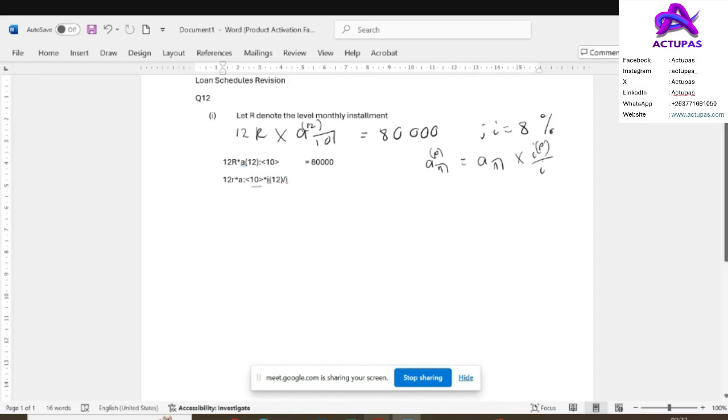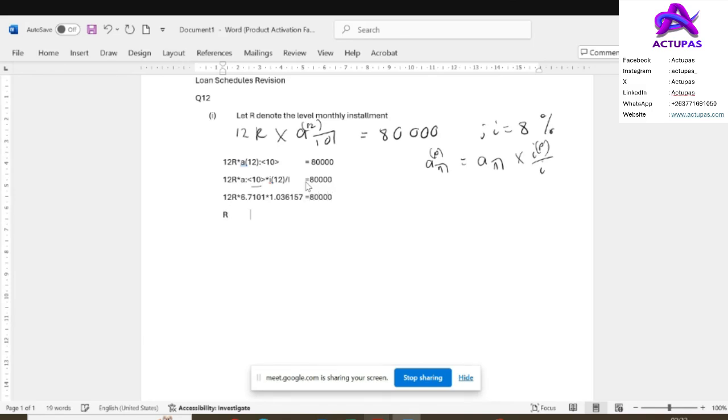So this is this part here, and this would be equal to 80,000. Now get what you can get from the tables. This R is capital R, so this would be 12R times 6.7101 from the tables, times 1.036157, is equal to 80,000.